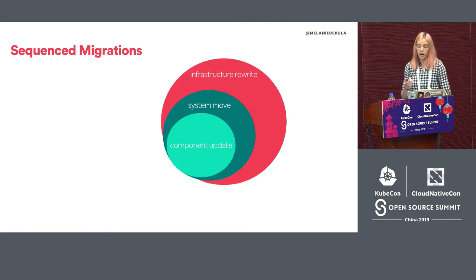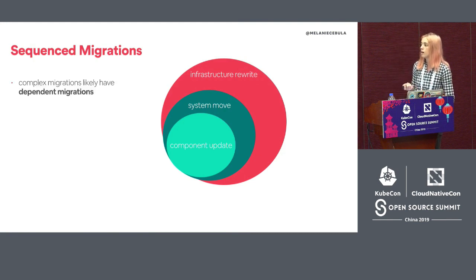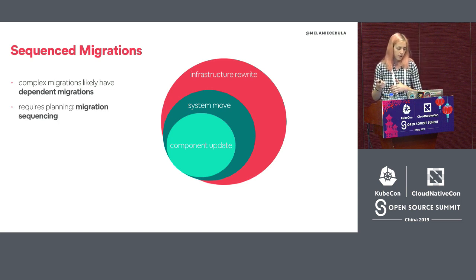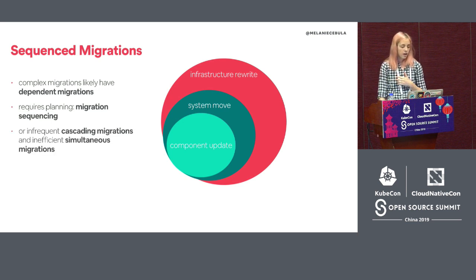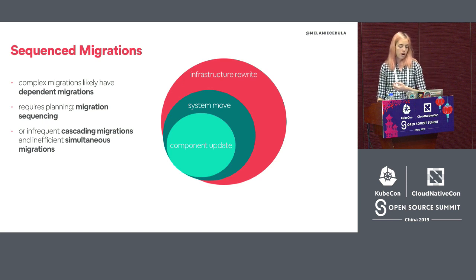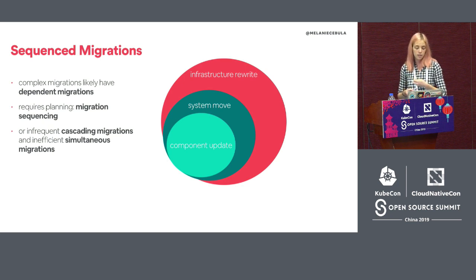So how do you think about sequencing migrations? A complex migration tends to have a lot of dependent migrations that you may not have identified yet. And this requires sequencing, basically planning the migrations one by one. If you don't run migrations very often, you have a cascading migration problem. Similarly, if you are not good at finishing migrations, if your migrations are inefficient, then you have a lot of simultaneous migrations all running at the same time.